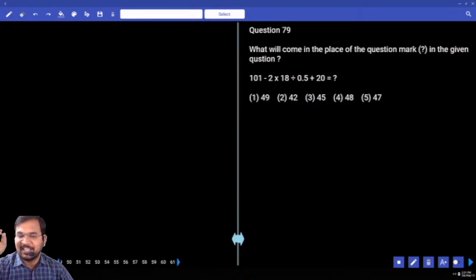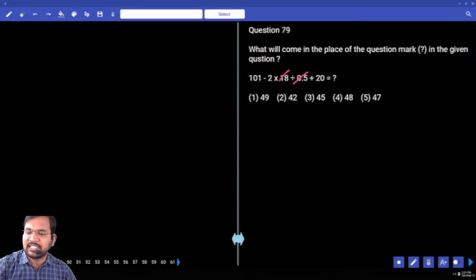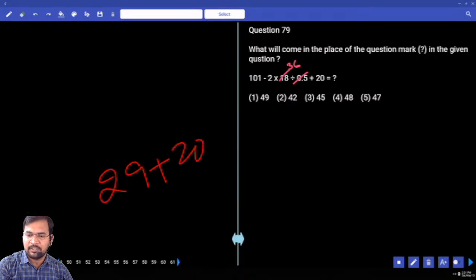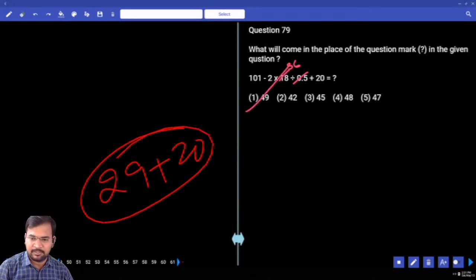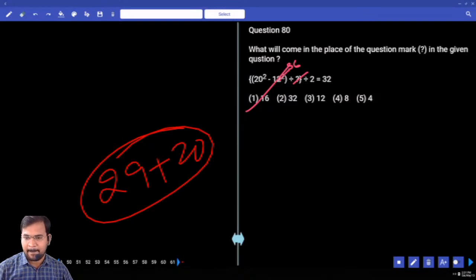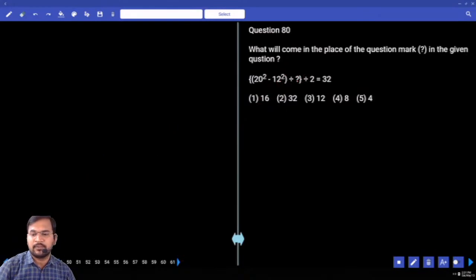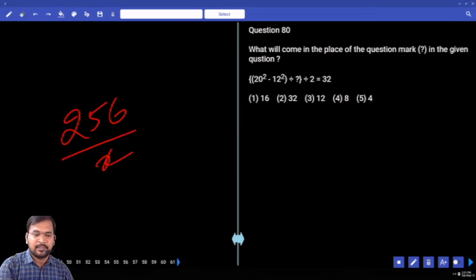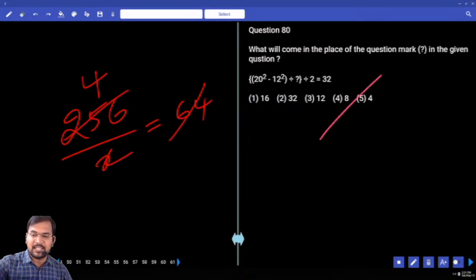Next one. 18 by 0.5, that is 36, na? 2 into 36, 72. 101 minus 72, 29. 29 plus 20, 49. Your answer is 49. 20 square, 400. 12 square, 400 minus 144. 250 by x, na? Divided by 2, na? That 2 comes to this side, 64, na? 64 how many times? Your answer is 4.